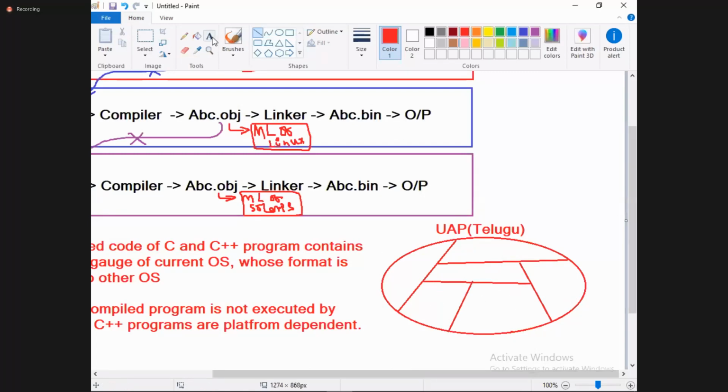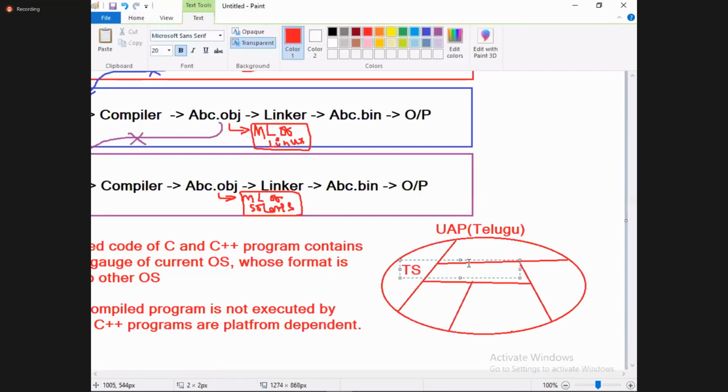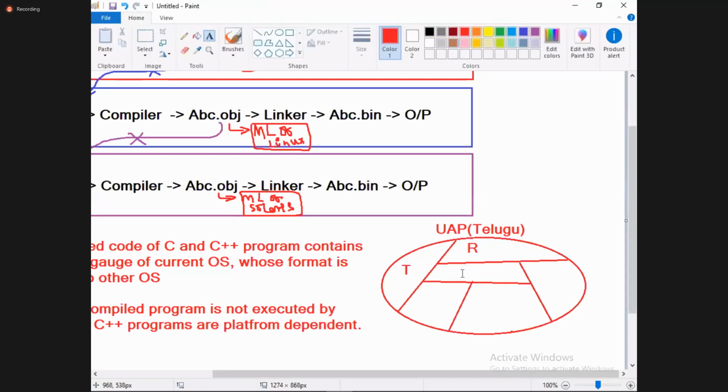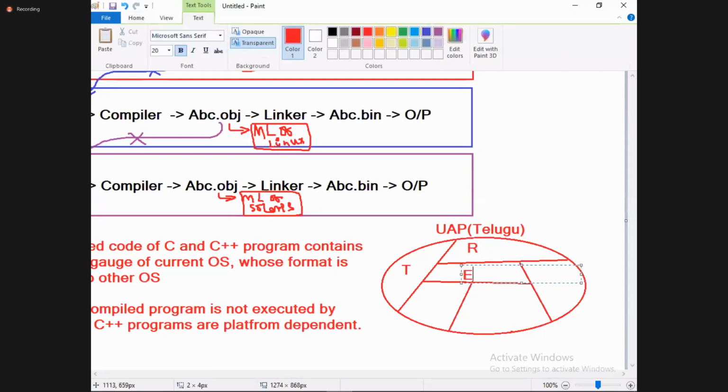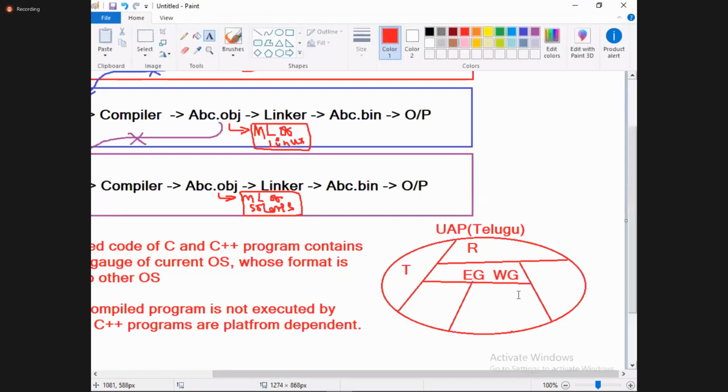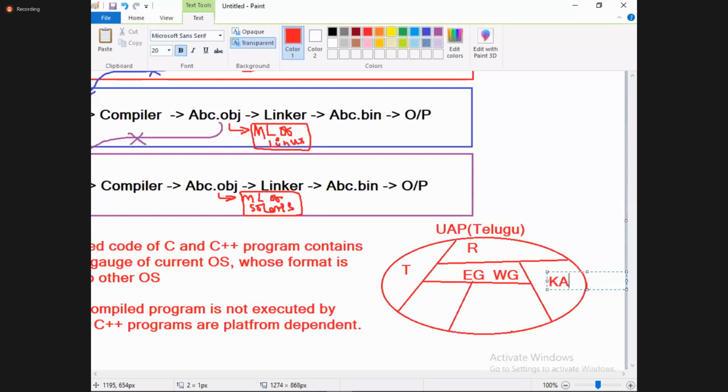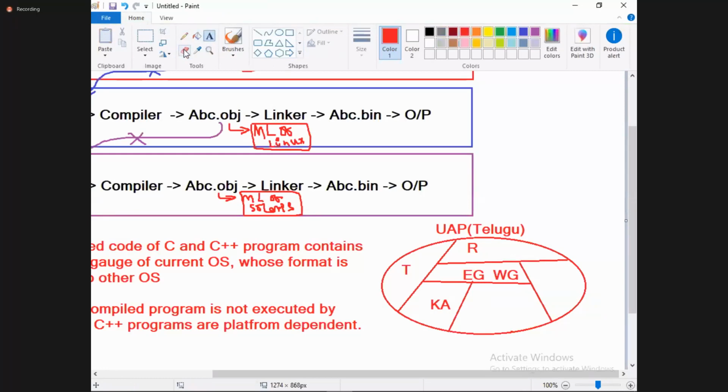Okay, now what are these places? This is Telangana. I am writing only T, Telangana. And then this is, let's say, Rayalaseema. And this is East Godavari, West Godavari. Okay, this is Costa Andhra. Okay, let me take Costa Andhra here. Now this is, okay, let me write East Godavari.